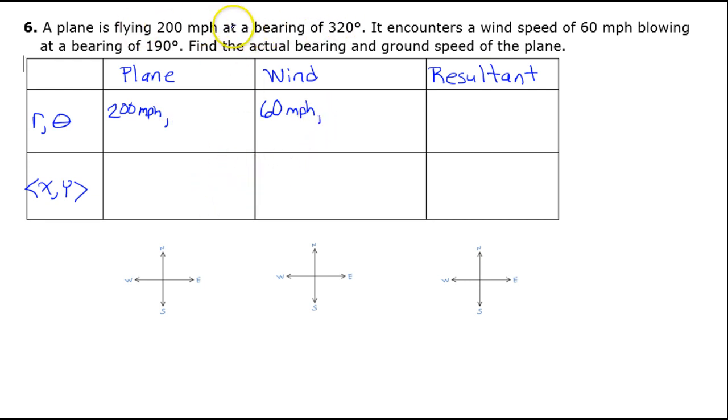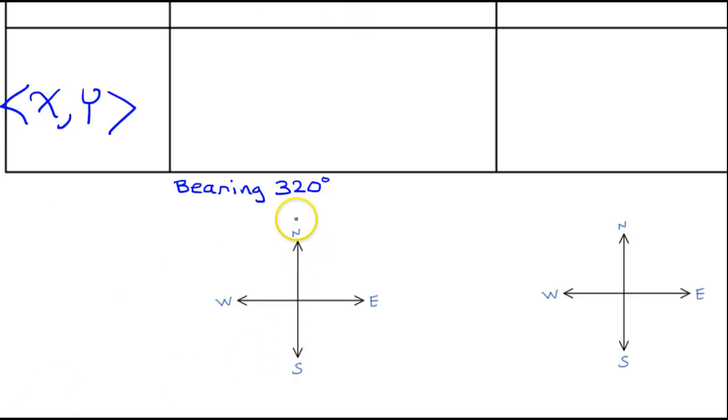So the plane is flying at a bearing of 320 degrees. So let's analyze that. Bearing is measured starting from north, and you measure it clockwise as you go around the compass. So let's go 320 degrees clockwise starting at north.